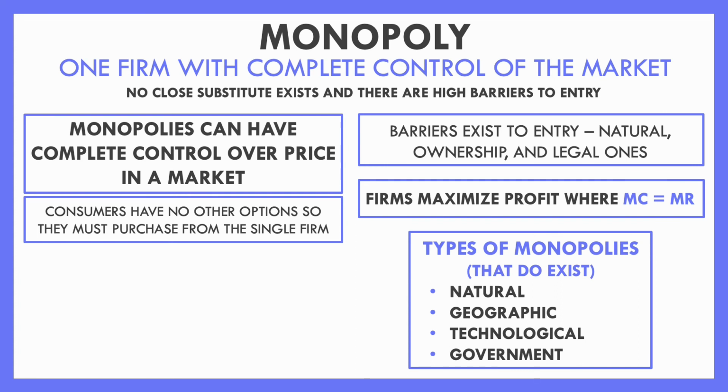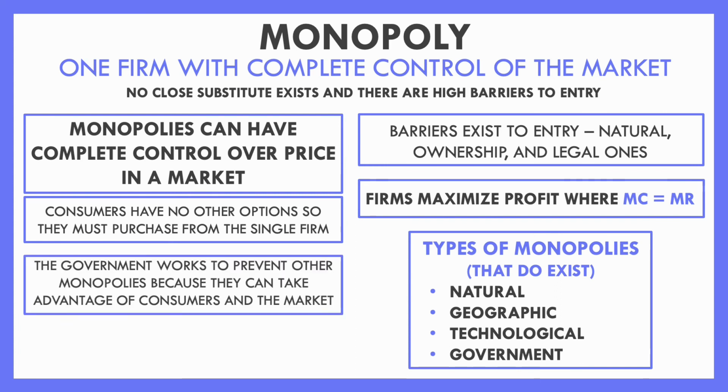Now there are types of monopolies that exist, and we'll run through each of these and why they exist and how they're allowed to exist. But the government does work to prevent those. We talked about that a little bit last time because of the way that monopolies are able to take advantage of the market. Now again, some do exist, like utilities is a good example, and you know the reasons for those. We'll talk about that in a second. But there are a few types of monopolies that do exist and are allowed to exist. So let's take a look at some of those.